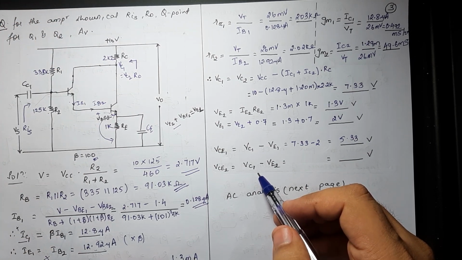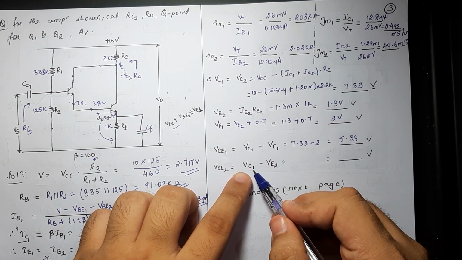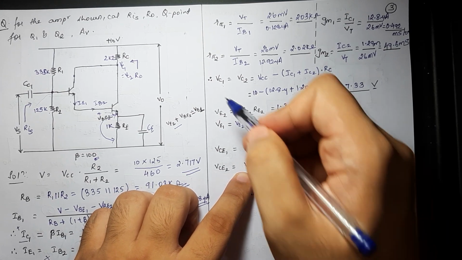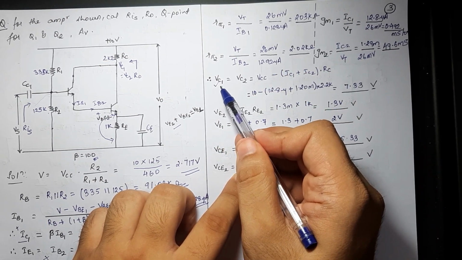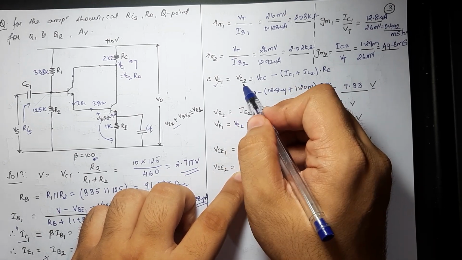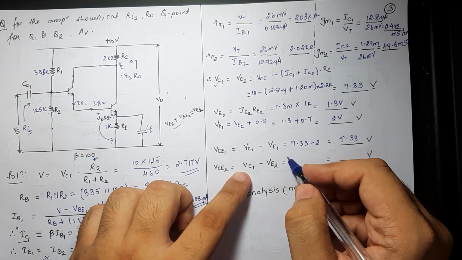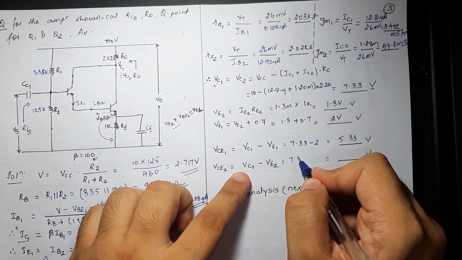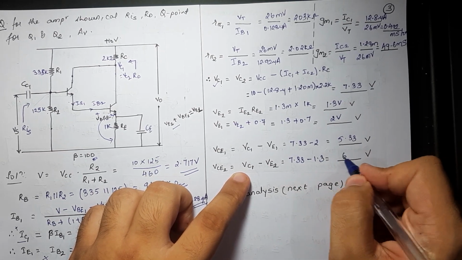So this one will be VC1 minus VE2. Sir, something is wrong, here it should be VC2. Look here, child, look over here, the mark is here, this is ours. Now since VC1 is equal to VC2, I can write it down as VC1 minus VE2, which is nothing but 7.33 minus 1.3, which will be giving you 6 volt.